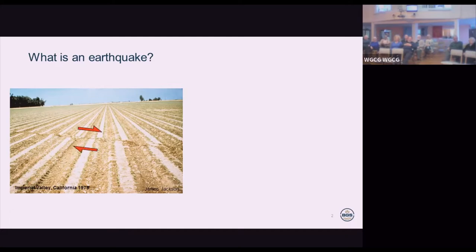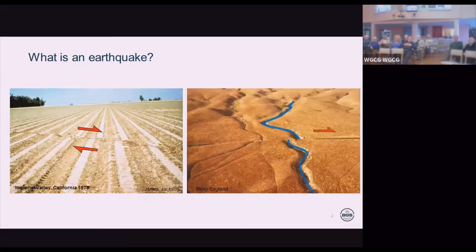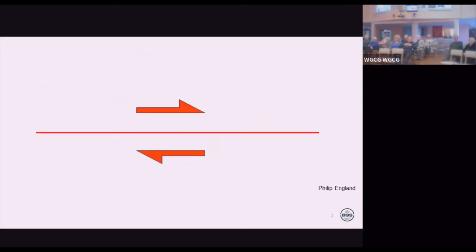So this is an example in California, where these fields were moved sideways by about 50 centimeters in this earthquake. This is another example in the Nevada desert, where a big earthquake moved this old dry riverbed by about 4 meters across. So this is what often happens in an earthquake.